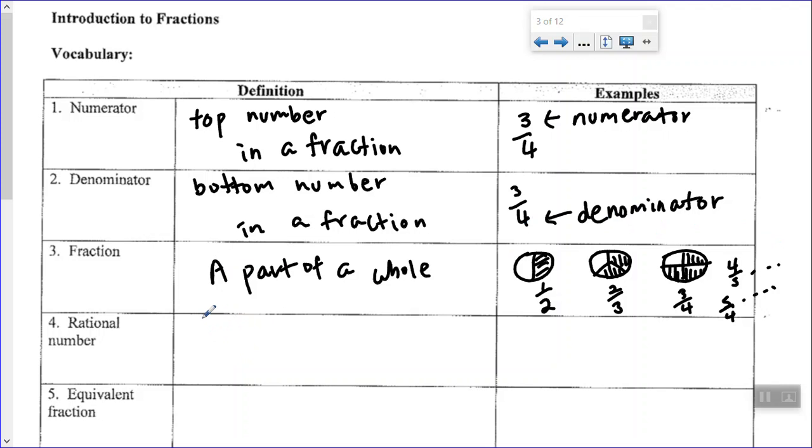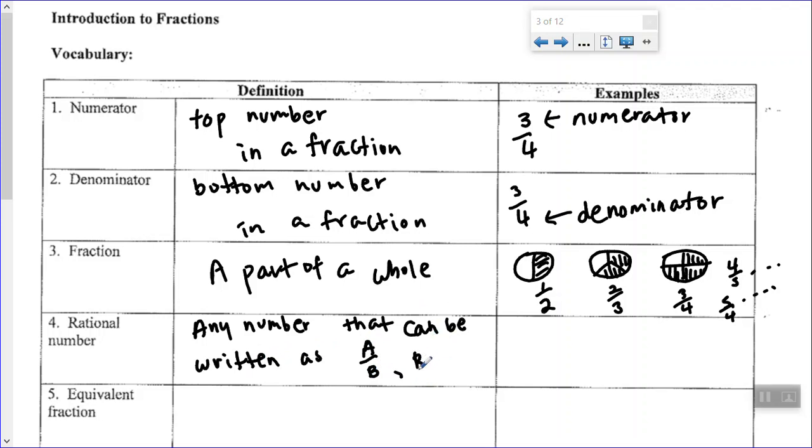And a rational number is any number that can be written or expressed as A over B. So fraction is a kind of rational number. B cannot be 0. So you cannot have 0 for your denominator. So it can be 1/2, could be 3 over 1, which is 3.